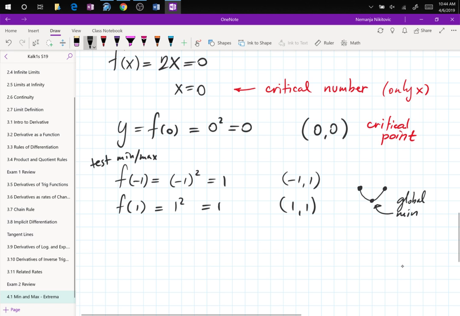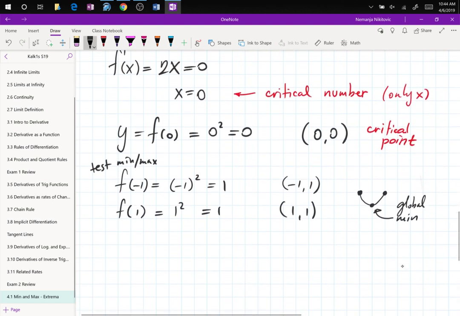Whatever word you use, right? I gave you both because different books use different words. So whatever you see in a book, in a homework, you know what it means, right? Global and absolute is the same. And then local and relative is the same. So that takes care of this situation.